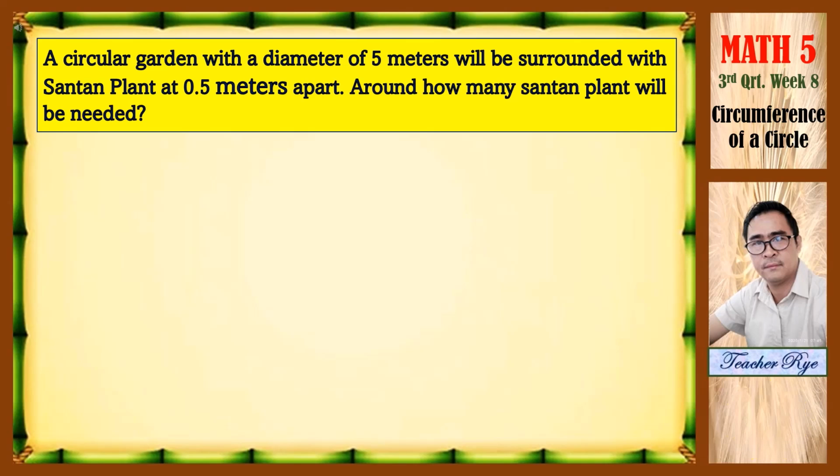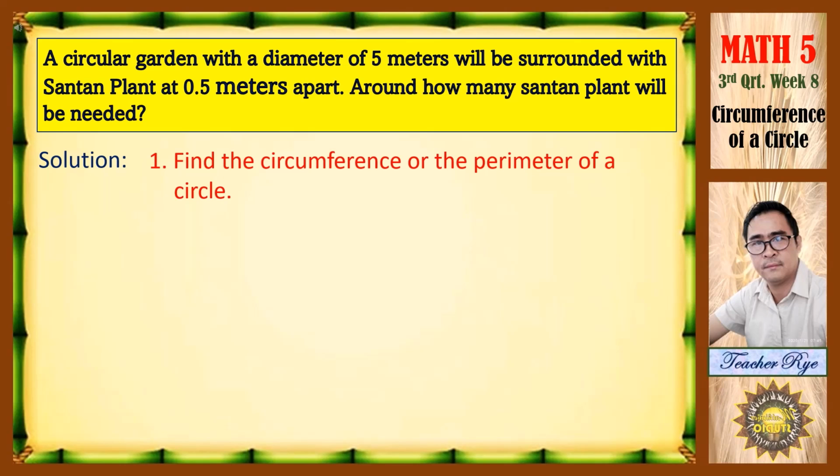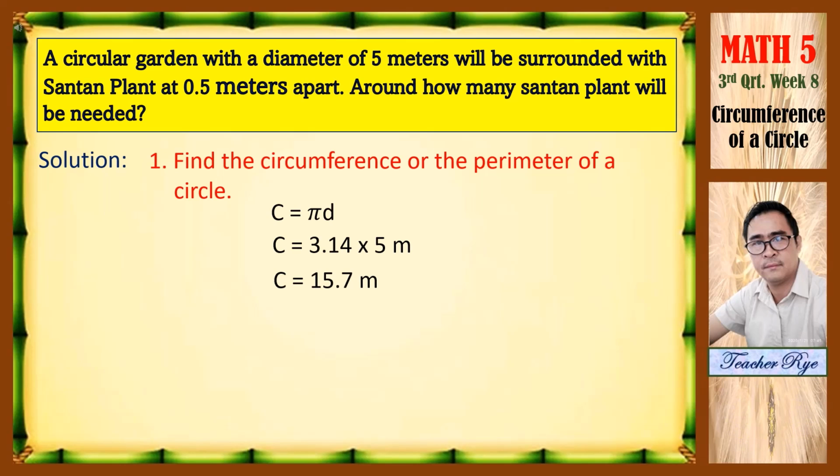So solution 1, kung i-analyze natin yung problem natin, first, find the circumference or the perimeter of a circle. So, uunahin natin alamin ang circumference ng circle natin. Kukunin na natin sa pamamagitan ng formula na to. Circumference is equal to pi times diameter. So, pi natin is 3.14 times the diameter which is 5 meters. So, pag minultiply natin yan, makukuha natin ang 15.7 meters. At ito ang circumference ng ating circle.